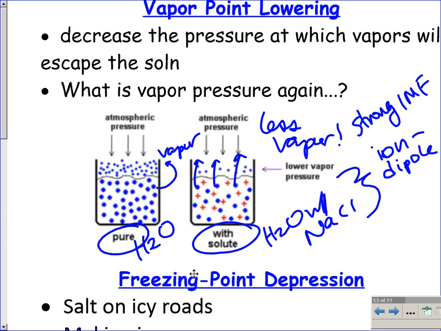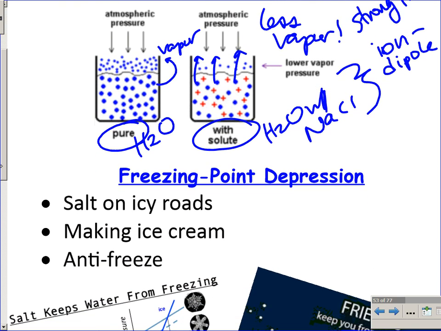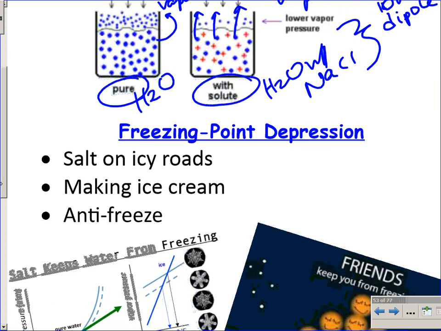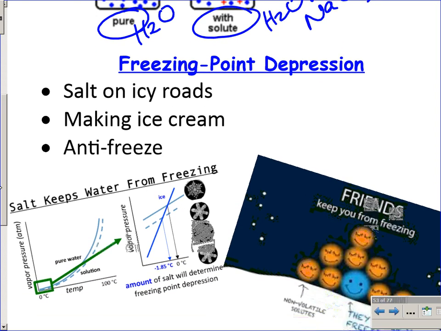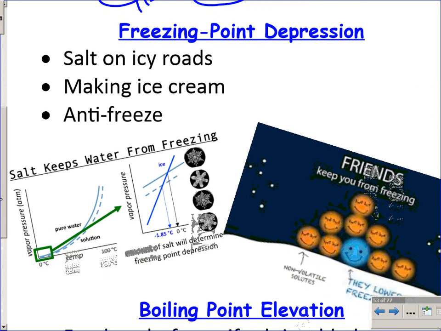Now, the freezing point information, these are some examples you would want to note and understand where they are used in everyday life. We're going to talk more extensively about salts on icy roads to depress the freezing point at which ice would form on those roads. We'll talk extensively about making ice cream. And then who drives? Who's a driver?